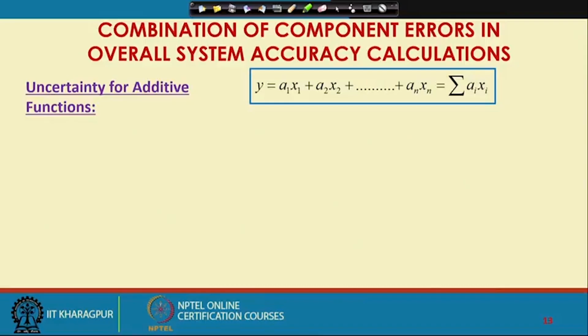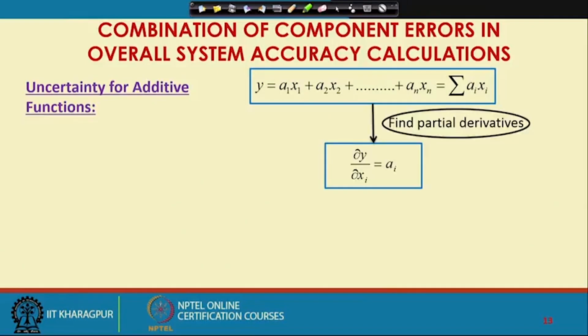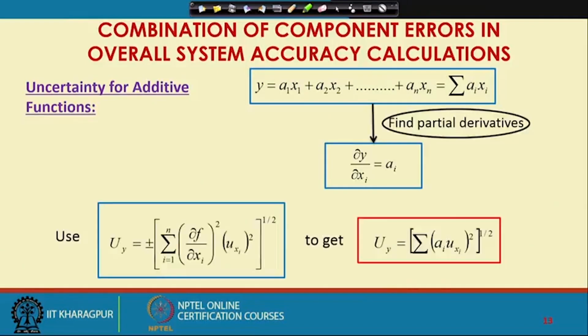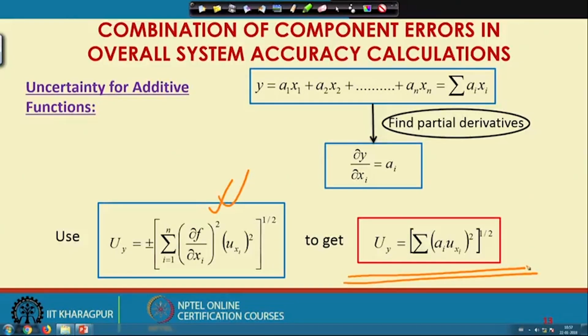Now, let us consider an additive function. So, y equal to a 1 x 1 plus a 2 x 2 up to a n x n, which can also be written as sigma a i x i. Again you find partial derivatives. After finding partial derivatives, you straight away make use of this relation to get the overall uncertainty as this.